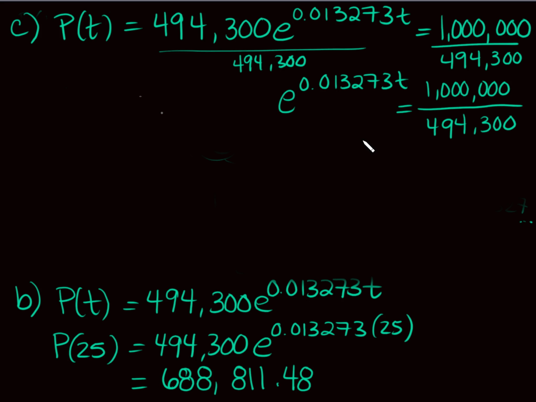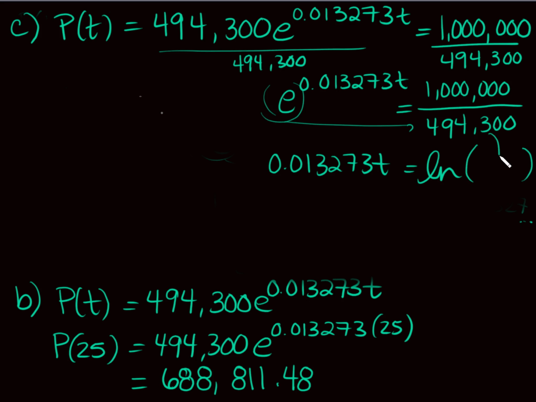I'm going to natural log both sides, or I'm going to take the e and move it over, so I get 0.013273t equals the natural log of this fraction right here. I take 1 million, divide it by 494,300, and take the natural log of that. Okay, and then what's my last step? Divide both sides by this number.